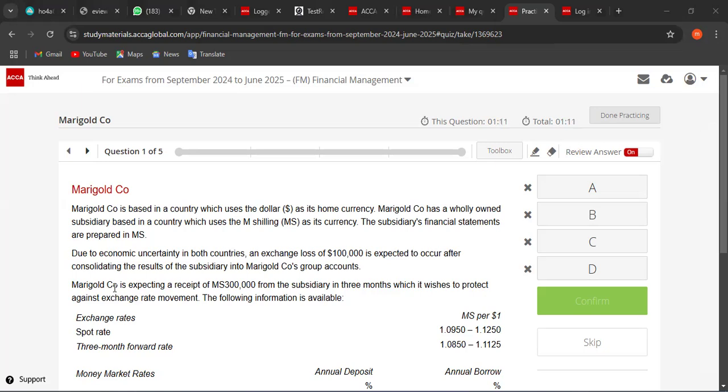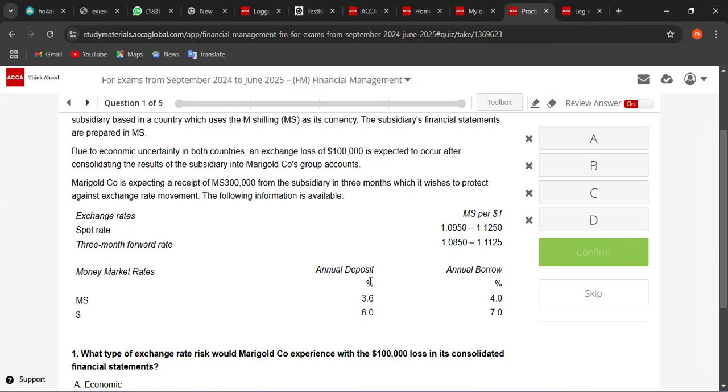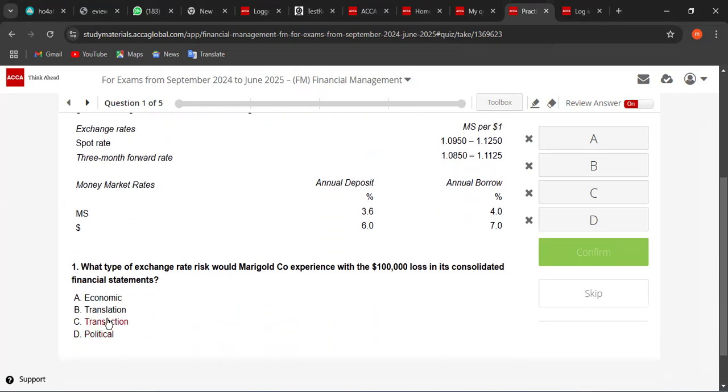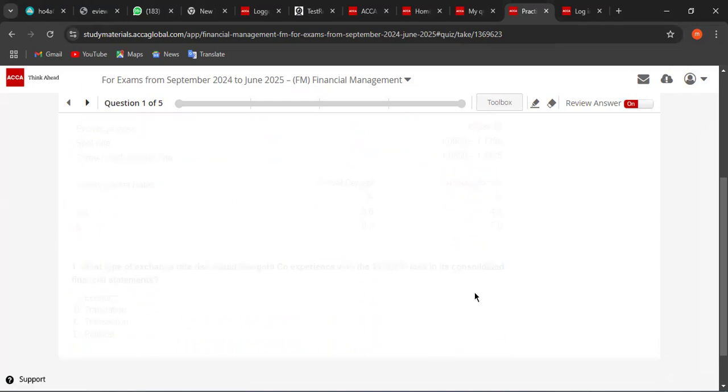Marigold Company is expecting receipts of M shillings from the subsidiary in 3 months, and wishes to protect against exchange rate movements. The following information is available. The examiner has given you the exchange rates, the spot rates, and then the money market hedging data. What type of exchange rate risk would be experienced with the loss? That is the translation risk, guys. Easy.